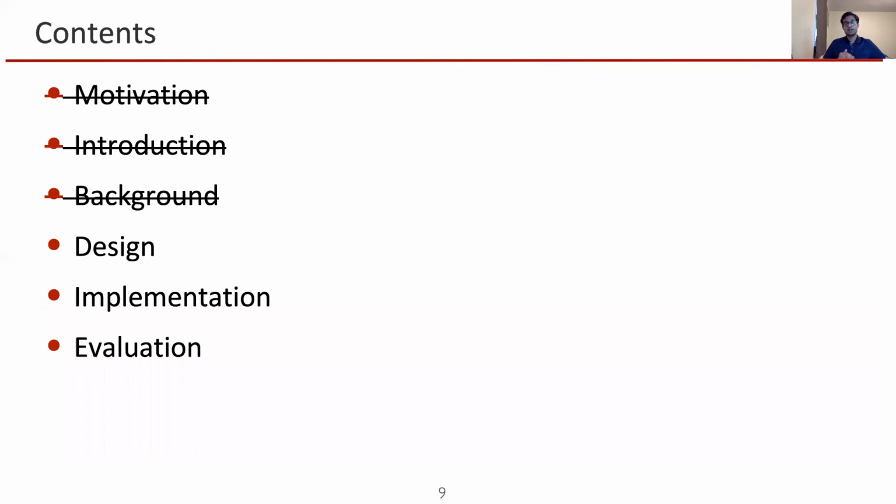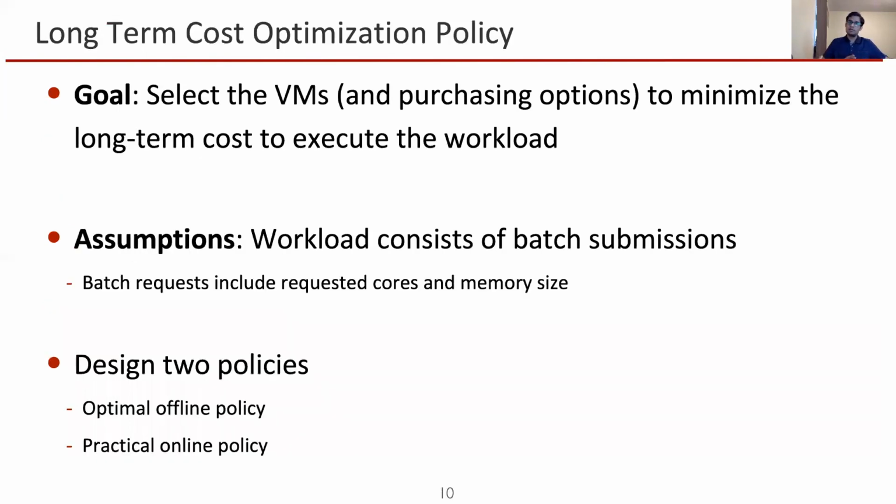Now that we have seen the motivation, introduction, and background of our work, let's go into our design section. First, let's talk about our long-term optimization policy's high-level goal, which is to select VMs and their purchasing options to minimize long-term cost to execute the workload, taking into account their characteristics.